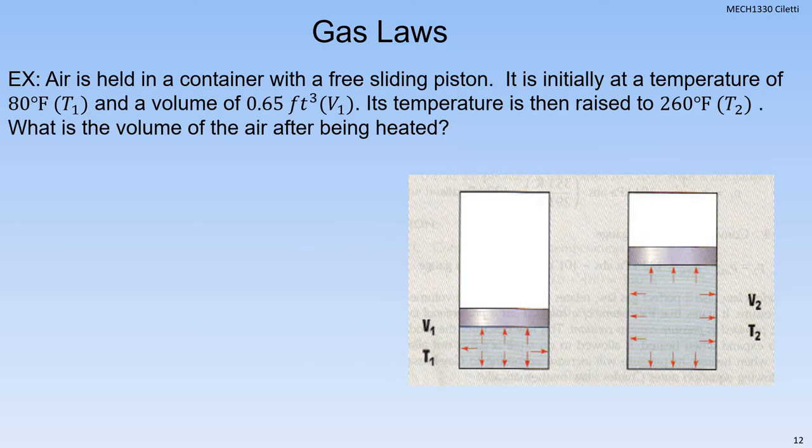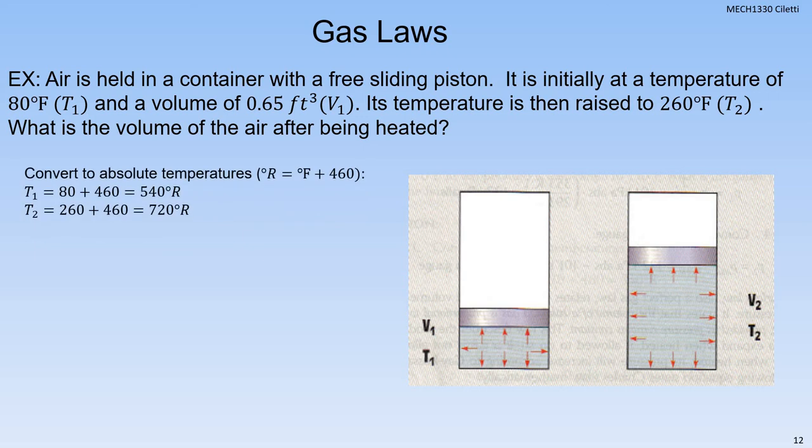We have air held in a container with a free sliding piston. It's initially at a temperature of 80 degrees Fahrenheit and a volume of 0.65 cubic feet. Its temperature is then raised to 260 Fahrenheit. What's the volume of the air after being heated? So first things first, convert our temperatures to absolute. We've got to take 80 plus 460 to get 540 Rankine, and 260 plus 460 to get 720 Rankine. So we are now in absolute temperatures.